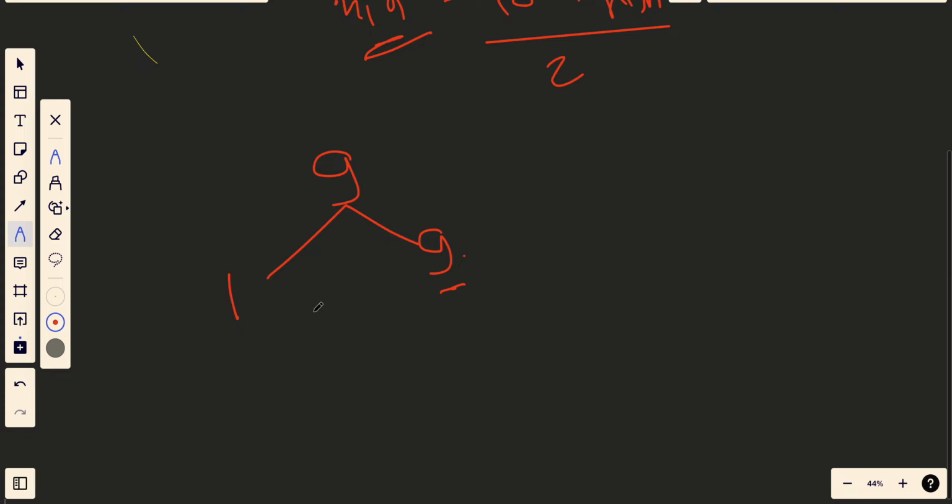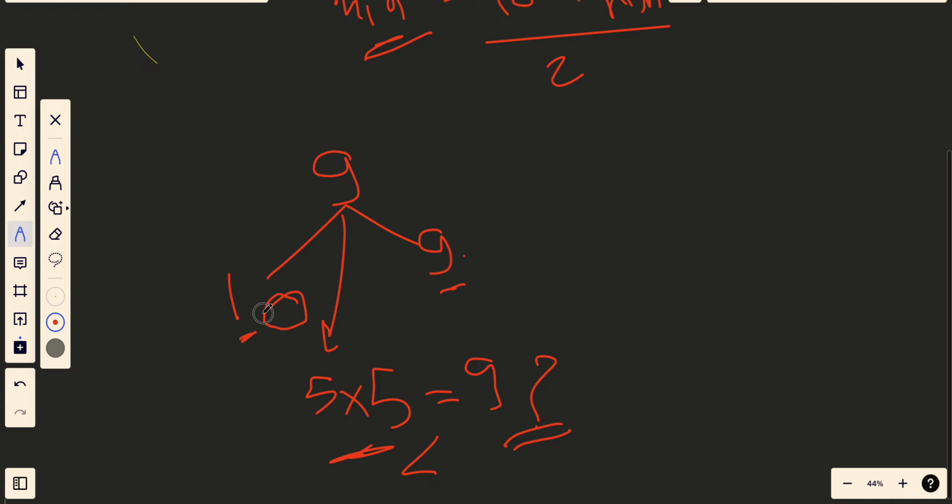Let's assume that we only want to work with 9. So basically, we will get the middle. It will be 1 plus 9 divided by 2, which is 5. So I ask myself, is 5 multiplied by 5 equal to 9? No. Is 5 times 5, which is 25, bigger than 9? Yes. So I only have to search in this lower area, and I don't have to check any numbers here.